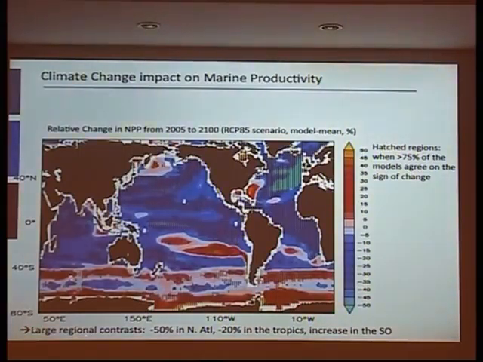We still have these large regional contrasts, with a decrease in NPP of up to minus 50% in the North Atlantic, a decrease in the tropics, and an increase in the Southern Ocean. There are also regions where the models just don't agree. It's the case in the Arctic, which I haven't shown here. You have half of the models saying more NPP and half saying less NPP. So, of course, there are clear regions where we don't understand anything.